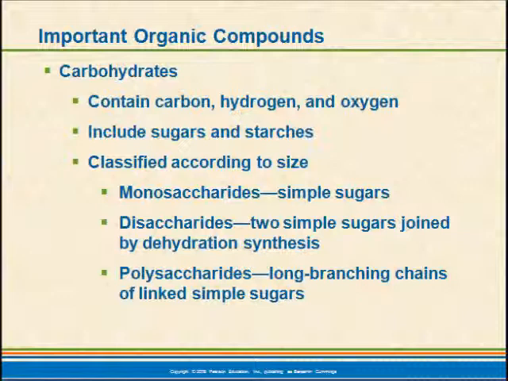Now, carbohydrates contain carbon, hydrogen, and oxygen, and that includes sugars and starches. So, whenever you think of a carbohydrate, just think of a sugar, as it's classified into several different groups. We have monosaccharides, which are simple sugars. We have disaccharides, which are two sugars put together. Good example of a disaccharide is sucrose, that's table sugar. A good example of a monosaccharide is glucose, which our bodies use for all sorts of energy.